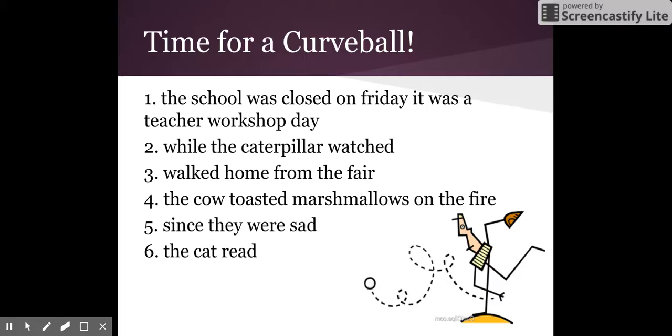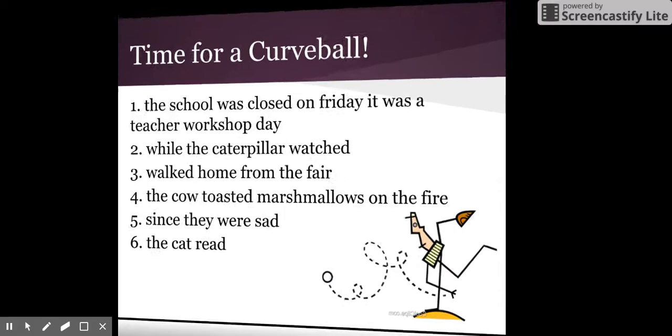Number 2, while the caterpillar watched. Number 3, walked home from the fair. Number 4, the cow toasted marshmallows on the fire. Number 5, since they were sad. Number 6, the cat read. Right, let's see how you did this time.